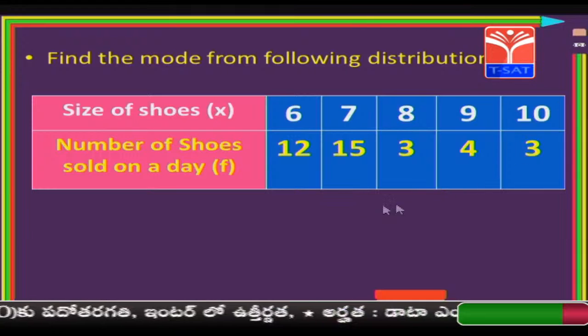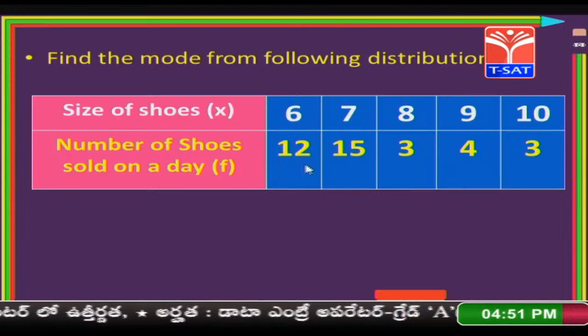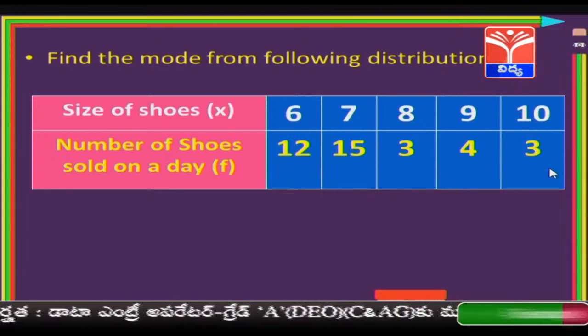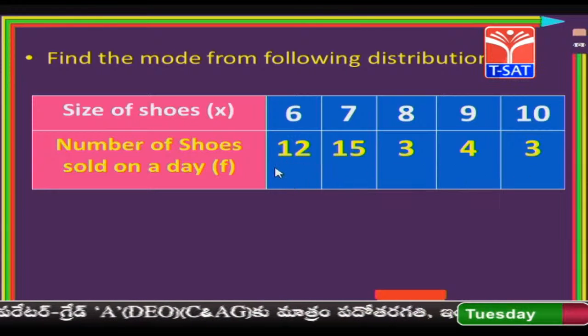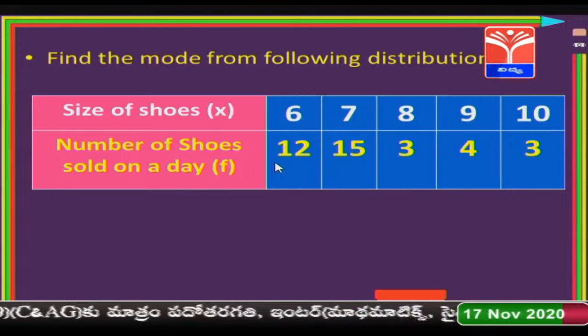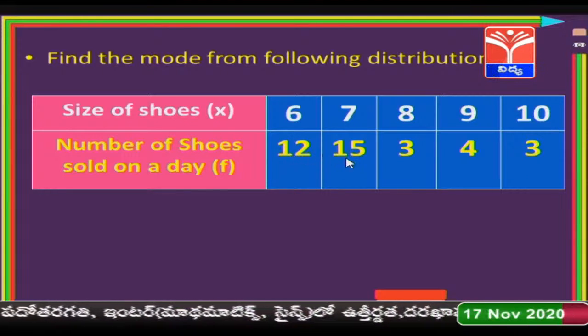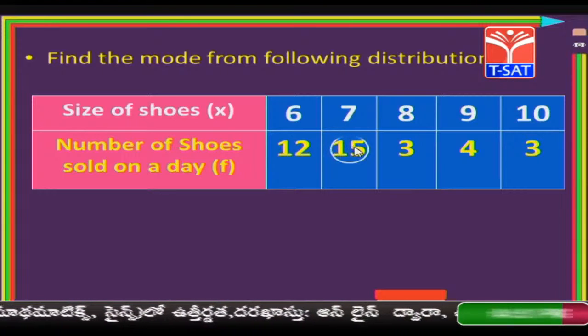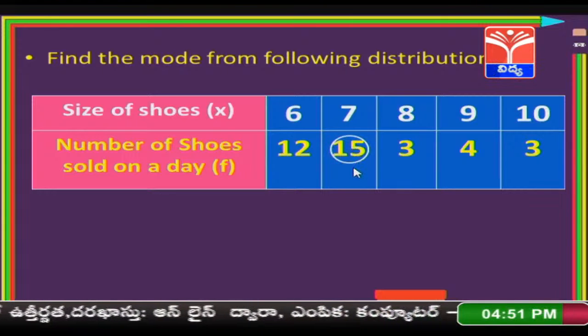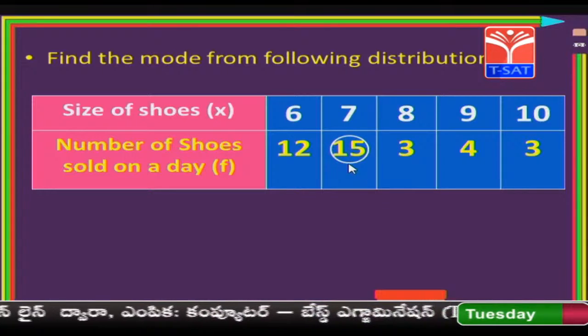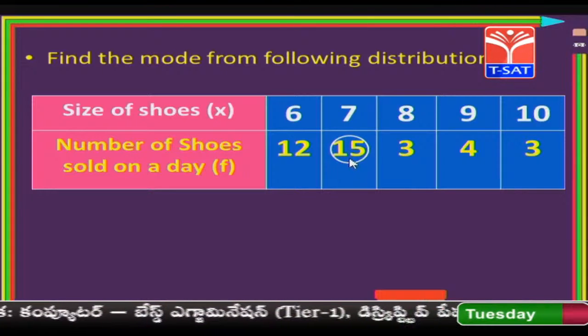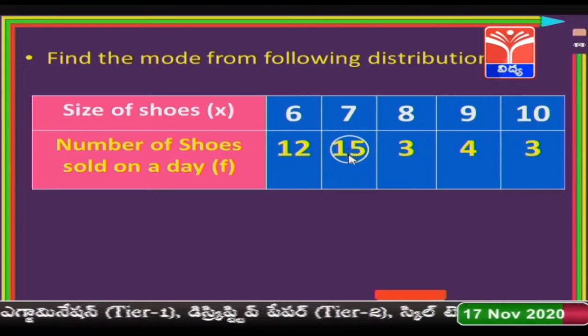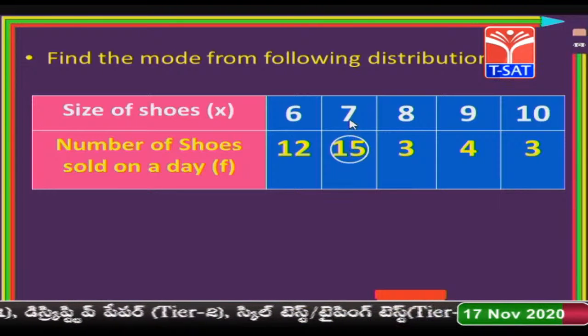Now from the observations, tell me which is the most frequently observed observation here. Which is the highest frequency? The highest frequency is 15. So 15 is repeated the most number of times. So which is the corresponding value of 15? The corresponding value is 7.